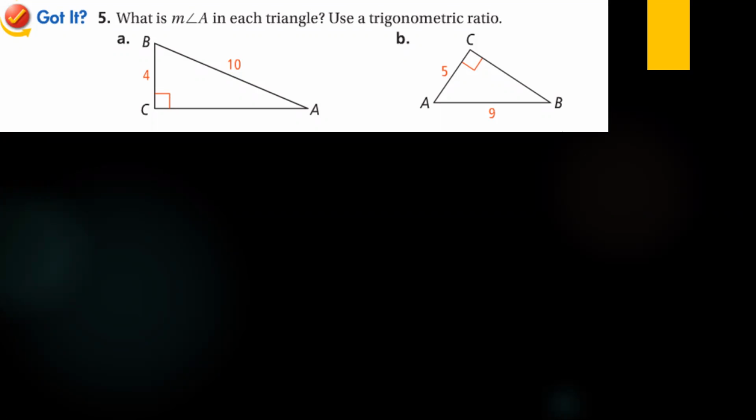Yeah, let's listen here. For trigonometric and right triangle. Now let's solve. We got it. What is the measure of angle A in each triangle? Use a trigonometric ratio.